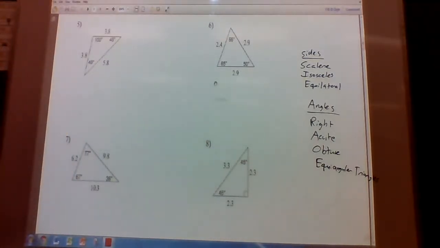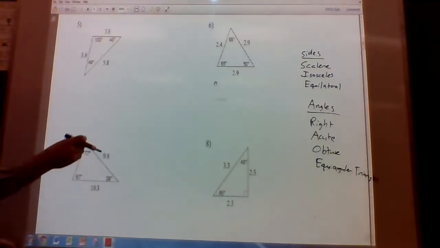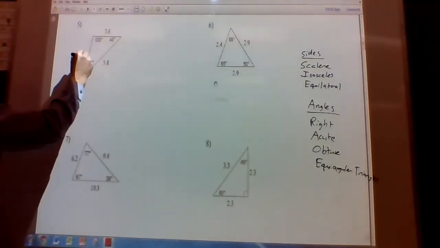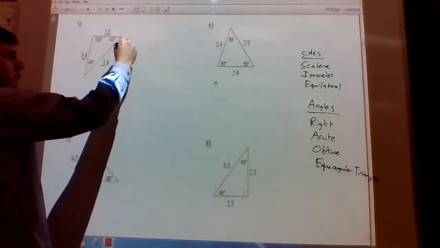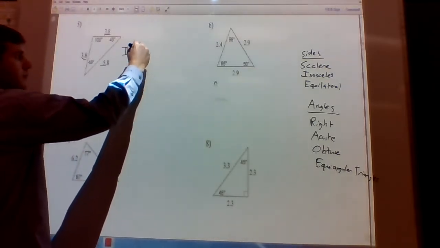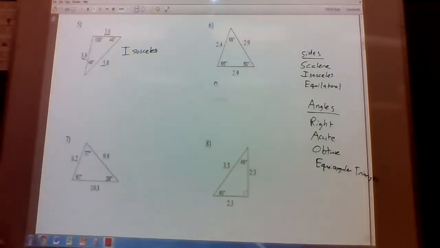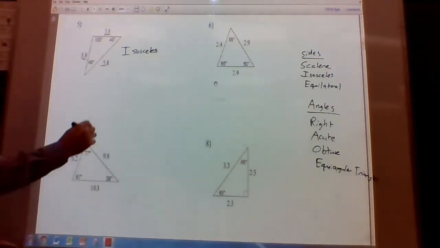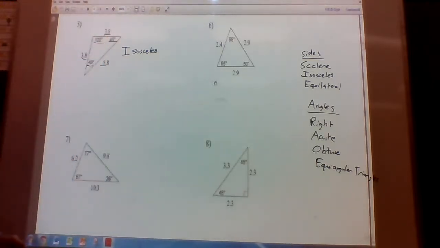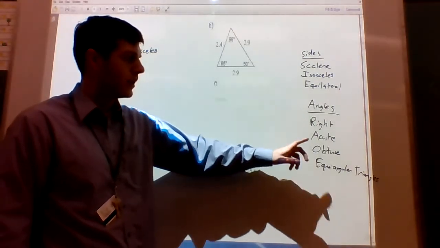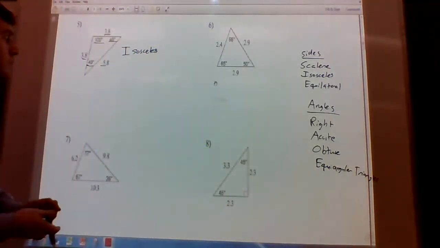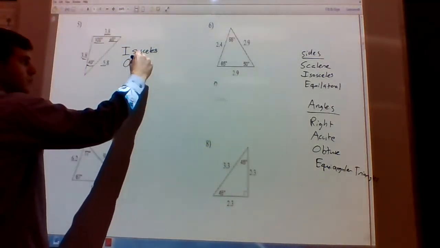Number 5, they're giving us the angle measures and the side lengths. We notice we have 2 side lengths that are 3.8 and one that is 5.8. Since 2 of them are 3.8, we know it's going to be isosceles because 2 sides are the same length. Our angle measures are 40, 40, and 100. One of those angles, 100, is greater than 90 degrees, so we have one obtuse angle, and if we have one obtuse angle, we have an obtuse triangle. So this is an isosceles obtuse triangle.